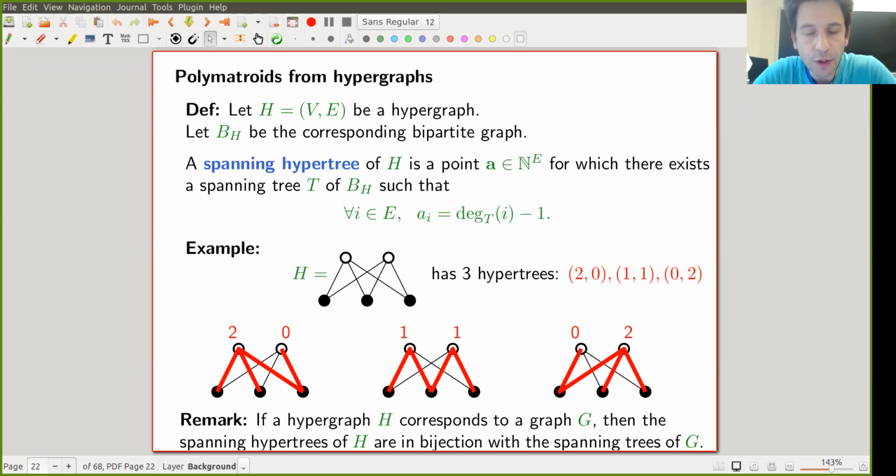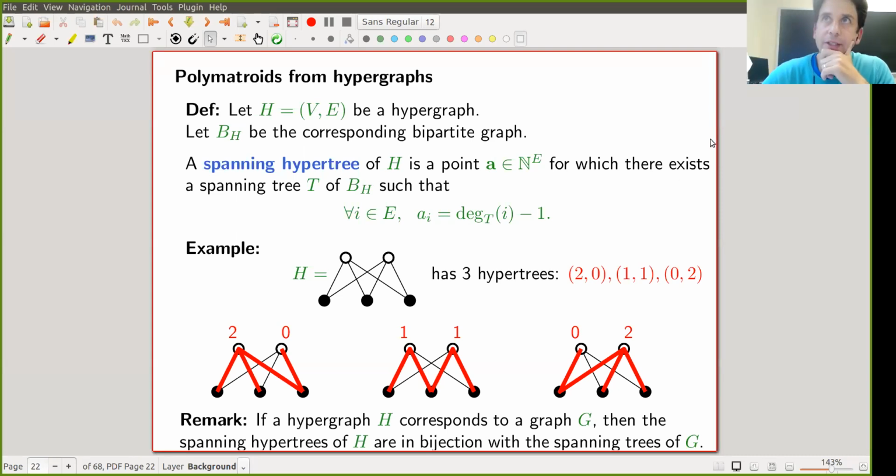First of all, indeed there is a break of symmetry in this bipartite representation. I'm saying which ones are the hyperedges and which ones are the vertices. So in my definition, I'm only going to look at the degrees on the hyperedges. Otherwise it would correspond to the other hypergraph, and then I would have a different set of hypertrees. Yeah, I see. So thanks.